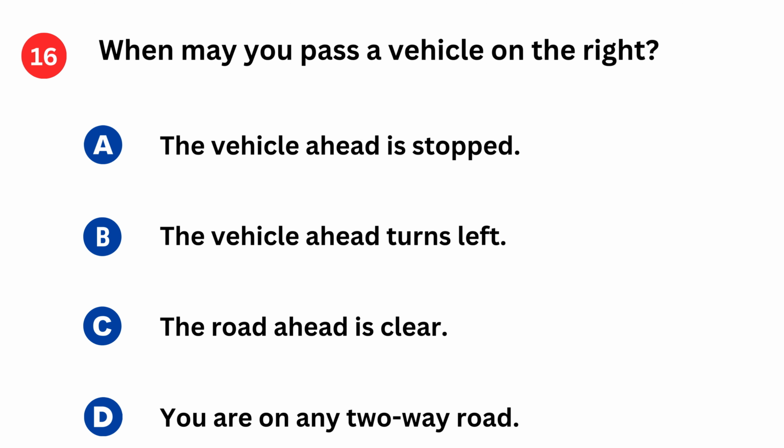When may you pass a vehicle on the right? A. The vehicle ahead is stopped. B. The vehicle ahead turns left. C. The road ahead is clear. D. You are on any two-way road.